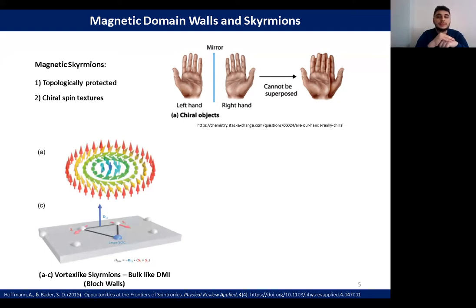Firstly, as we can see in part C, we have bulk-like DM interactions. For the bulk-like DM interactions, the spins are rotating parallel to the plane and the DM interaction is perpendicular to the plane. So in this situation, resembling a vortex, we can say a Bloch domain wall skyrmion structure is created.